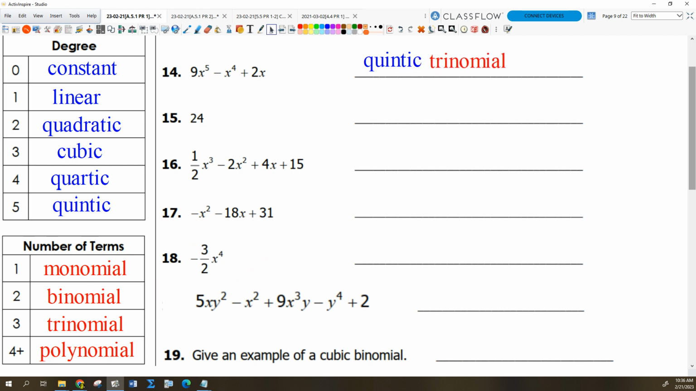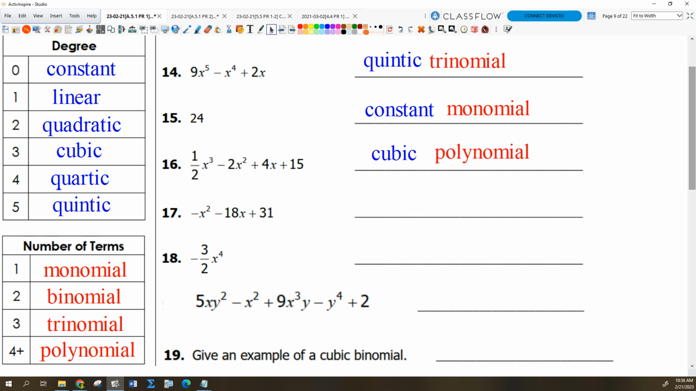Okay. What about number 15? What's number 15 going to be, Kyler? Constant monomial. There you go. It's a constant monomial. Okay, give me thumbs on that one. Everybody, that makes sense? Constant monomial. Okay. Let's see, Peyton, how about number 16? What's that going to be? Cubic. Okay, cubic what? Polynomial. Yep. Cubic polynomial.